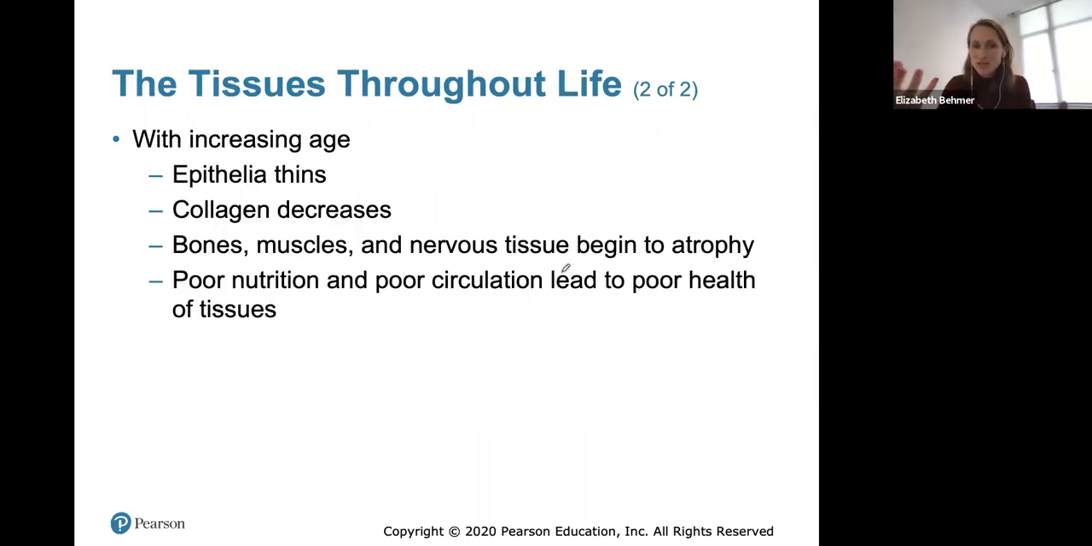As your tissues change throughout life, things happen. Epithelial thins, collagen decreases, muscles, bones, and nervous tissue begins to atrophy, and poor nutrition and poor circulation lead to poor health of tissues.